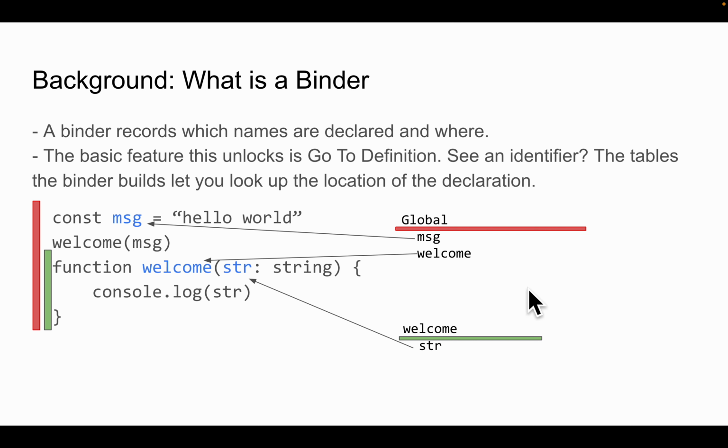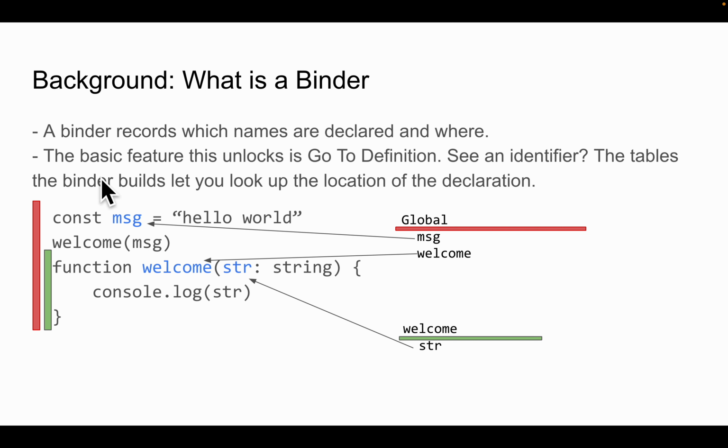If you have an identifier, the table that the binder is building lets you look up where the identifier is declared. So say you have welcome in this function call here. The binder will say, oh yeah, you can find it here. You have message, you can find it here. And the way it does this is by building these tables. And these are just maps of strings to declarations.